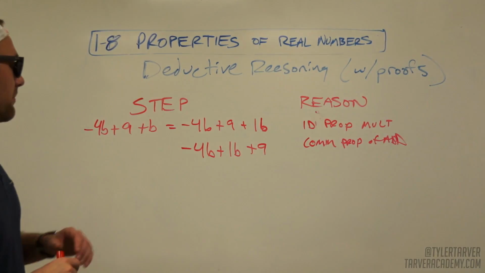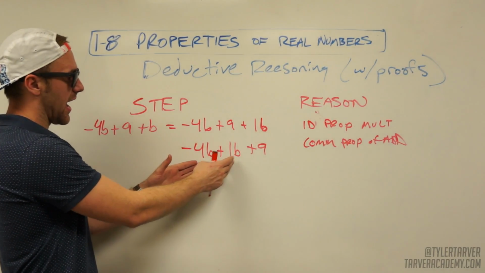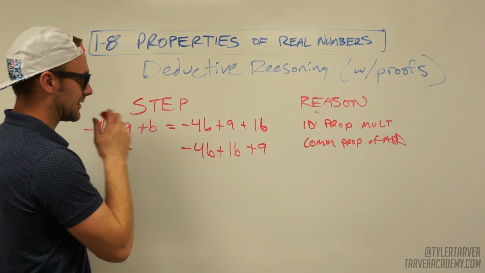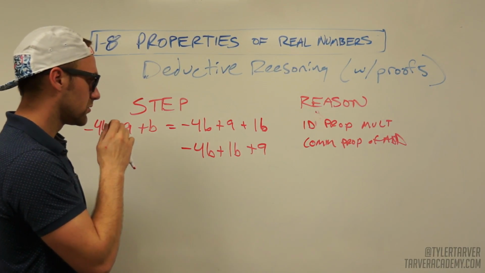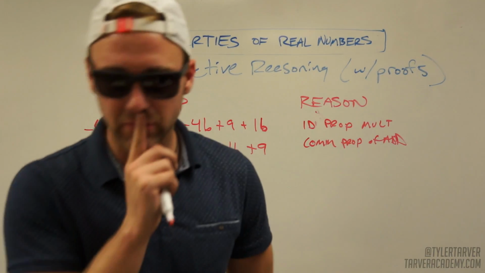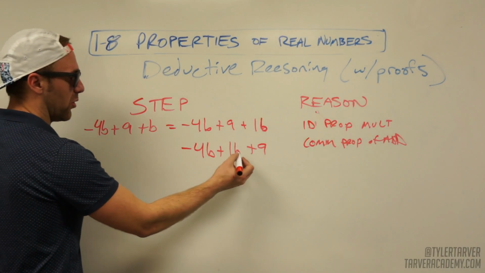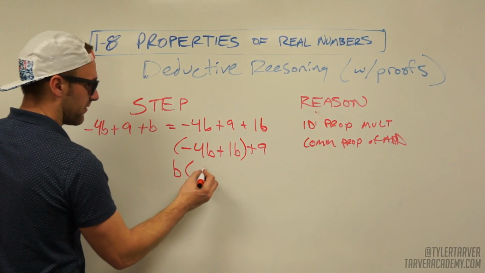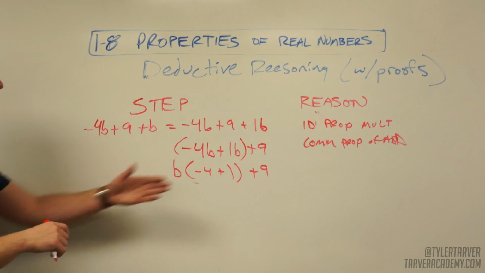Okay. Now, let's say I want to pull something out of this. What can I pull out of this? The common thing here is the b. So let's say I want to pull the b out of all this, multiply it out, -4 plus 1 plus 9. That's going to be our distributive property.